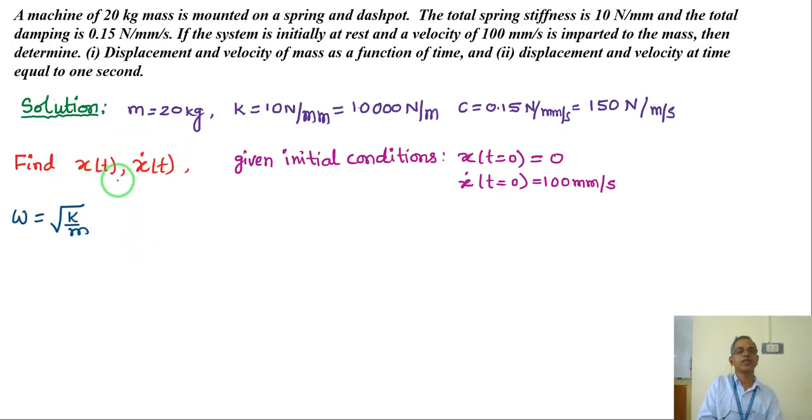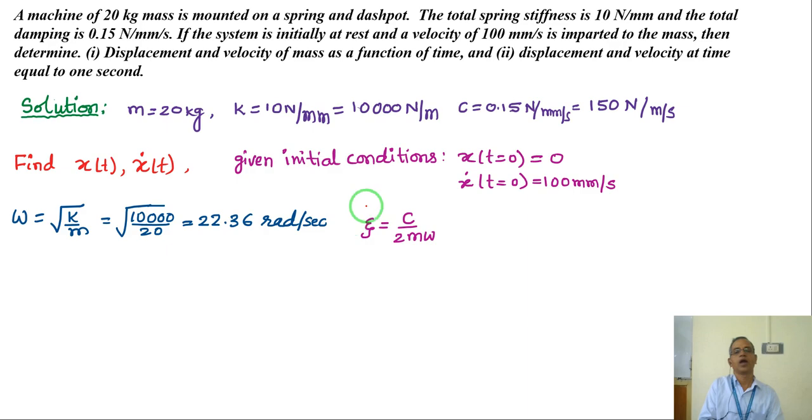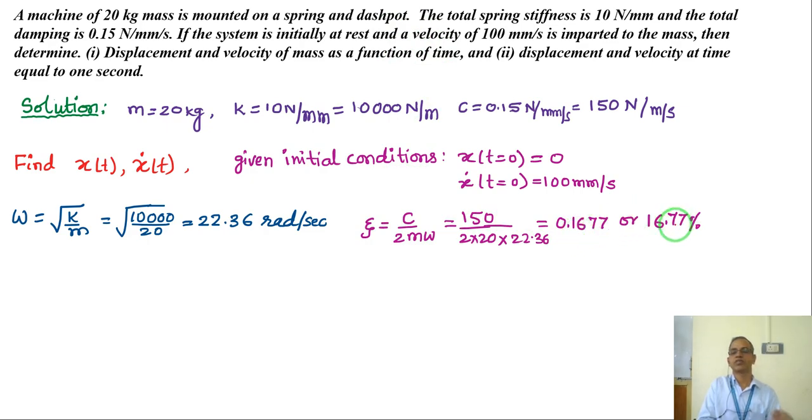So I need to find out x of t and x dot of t. To find this, I need to know the response of damped vibrations. For that, I need to know the natural frequency, root over k by m, which is 22.36 radian per second, and damping ratio, because for damped vibrations damping ratio is required, which is 0.1677 or 16.77%. It is more than 10%.